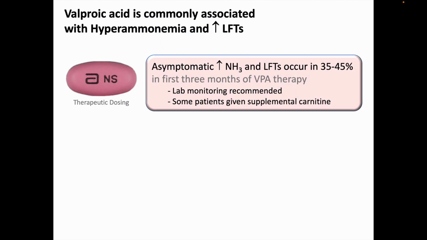In fact, hyperammonemia and increased LFTs can occur associated with valproic acid, even in the absence of overt toxicity. With normal VPA dosing, asymptomatic increases in serum ammonia and LFTs can be seen in over a third of patients in their first 3 months of therapy. This is common enough that serial lab monitoring is recommended. And some patients are given supplemental carnitine in an effort to reduce this subclinical toxicity and prevent it from getting worse. That being said, there are plenty of patients on chronic VPA therapy who never develop abnormal labs or symptoms.